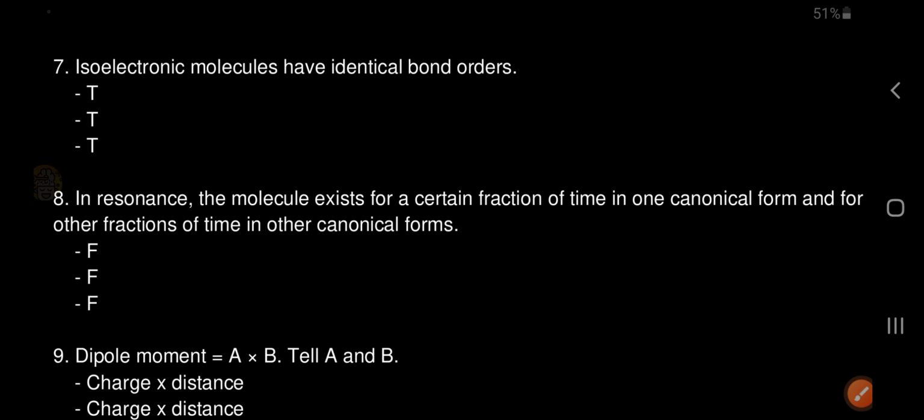In resonance, the molecule exists for a certain fraction of time in one canonical form and for other fractions of time in other canonical forms. False.